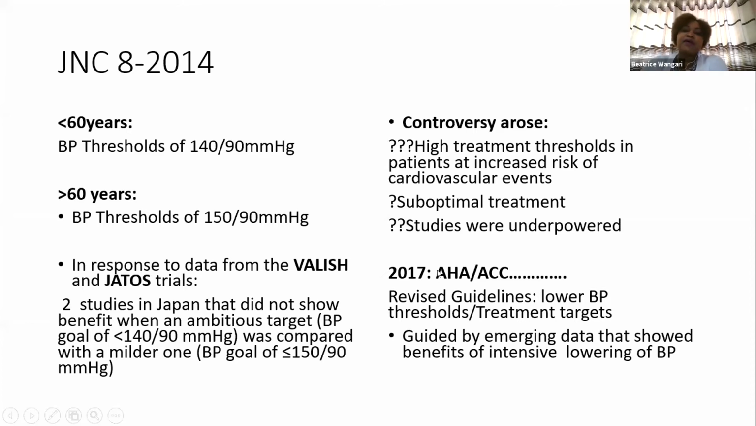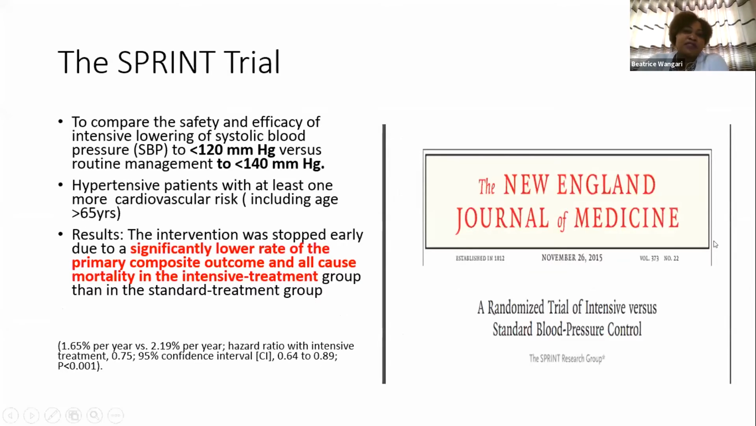In 2017, the American Heart Association, American College of Cardiology revised the guidelines and went quite much lower on the thresholds and blood pressure targets. And this was basically guided by emerging data, which showed benefits of intensive lowering of blood pressures. And one of these papers was the SPRINT trial.